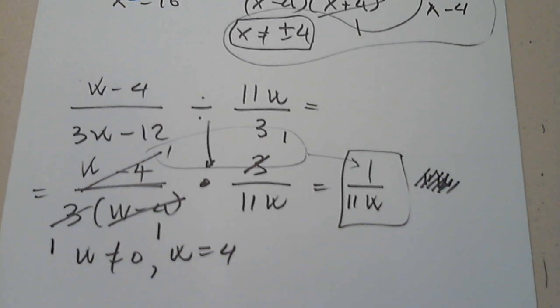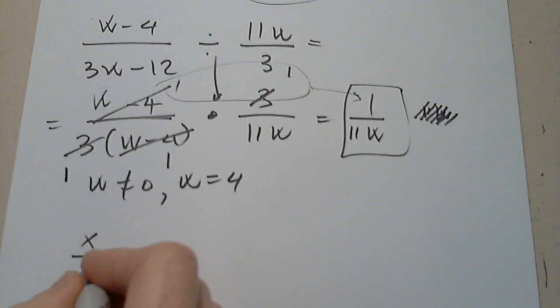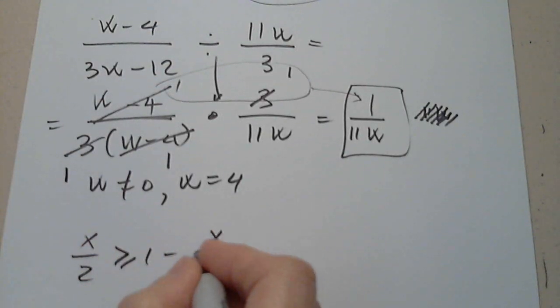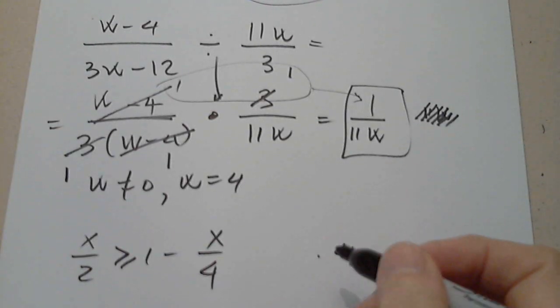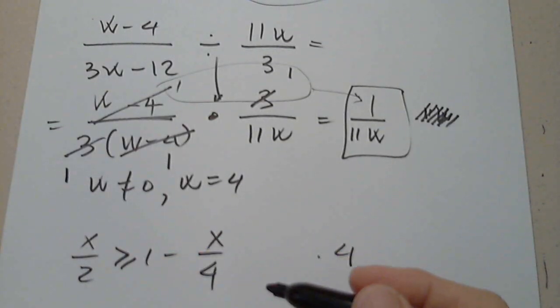Here we are asked to solve the inequality. So this is x over 2 greater than or equal to 1 minus x over 4. All I have to do is find the least common denominator, multiply and clear fractions. That's the first thought ever. Clear fractions, clear decimal numbers. The least common denominator is 4, so then I will multiply everything by 4.